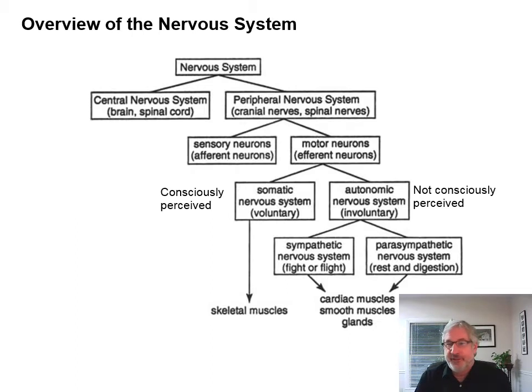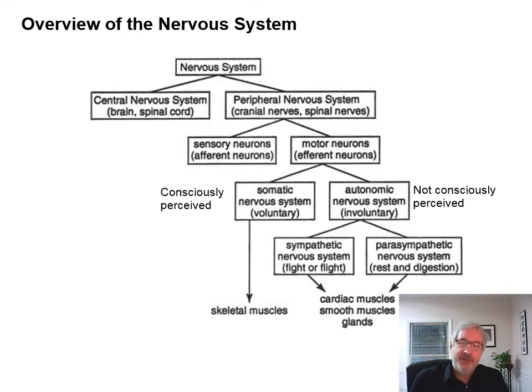So here's the overview of the nervous system. The nervous system is broken down into two parts, the central nervous system, CNS, and the PNS, the peripheral nervous system. And the PNS is divided into sensory neurons, which are afferent. So those go back up to the brain and spinal cord, and then we have efferent, the motor neurons going out of the central nervous system. The motor neurons are divided into two divisions, the somatic division and the autonomic division.